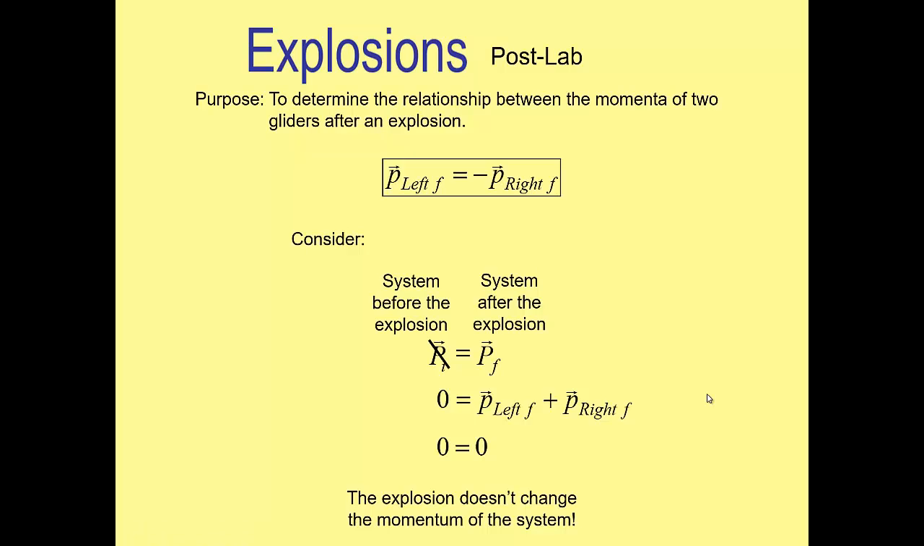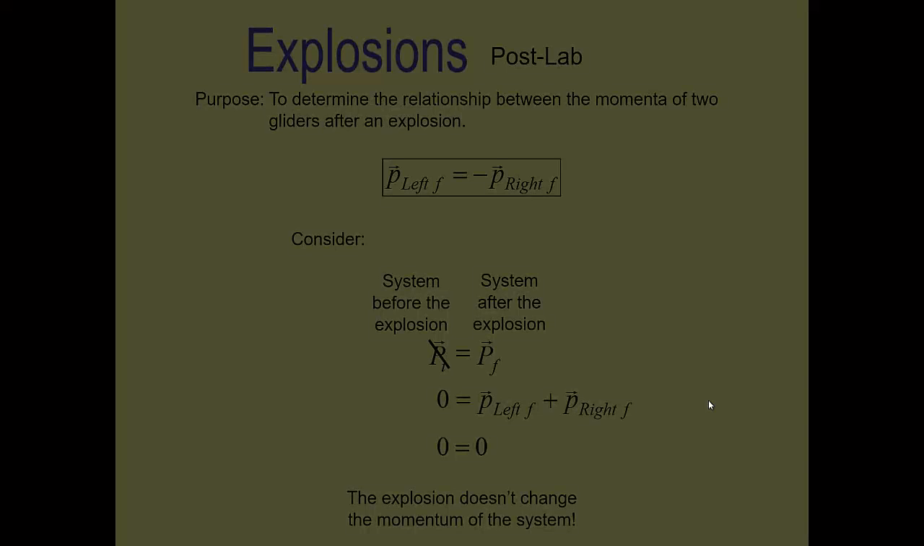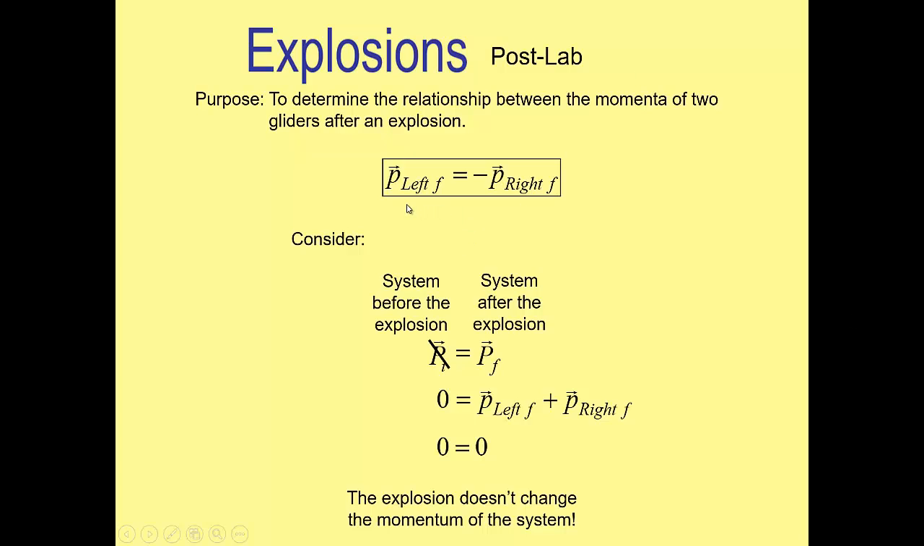Now, we get to do a cool thing here that we've only done a few times before, and that is that we can, of course, do a proof of this as well. Right? So I want to prove to you that what we found in the lab, that the momenta of the gliders are equal in size but opposite in direction. So I'm going to start out by looking at what's going on during the collision.